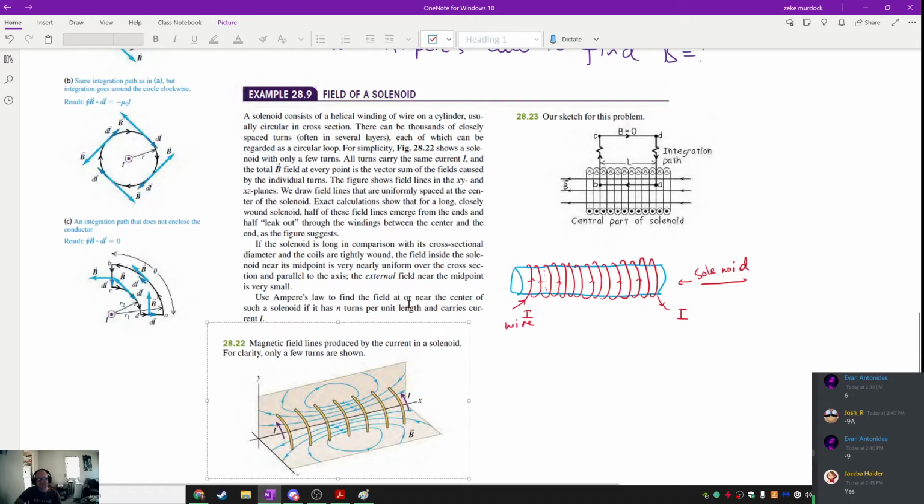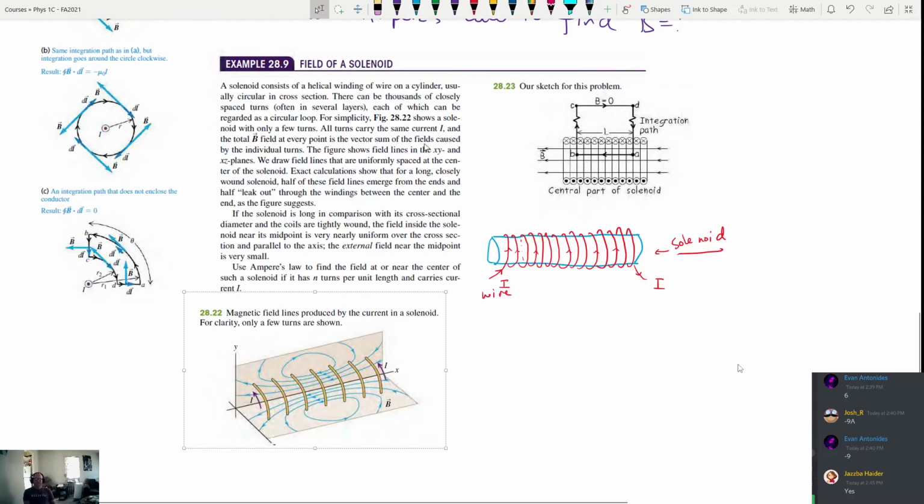Use Ampere's law to find the field at or near the center of such a solenoid if it has n turns per unit length and carries a current I. So basically what they're telling us is this. Inside of the solenoid, our magnetic field lines are going to be roughly uniform, and they're going to look something like this. The field lines inside are going to look something like this. Okay? Those are our magnetic field lines.